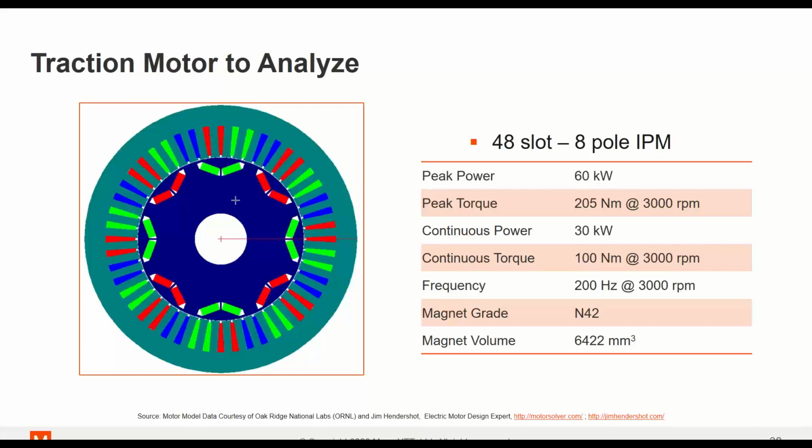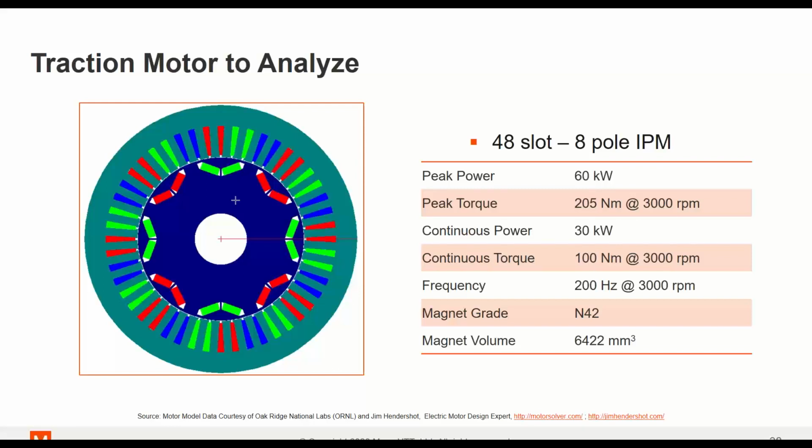It's based on the 2010 Toyota Prius electrical motor as published by the Oak Ridge National Lab and Professor Jim Hendershot. The objective here is to optimize the design and reduce the magnet volume while maintaining the required performance to meet the Freedom Car standards, as well as the safety and reliability.